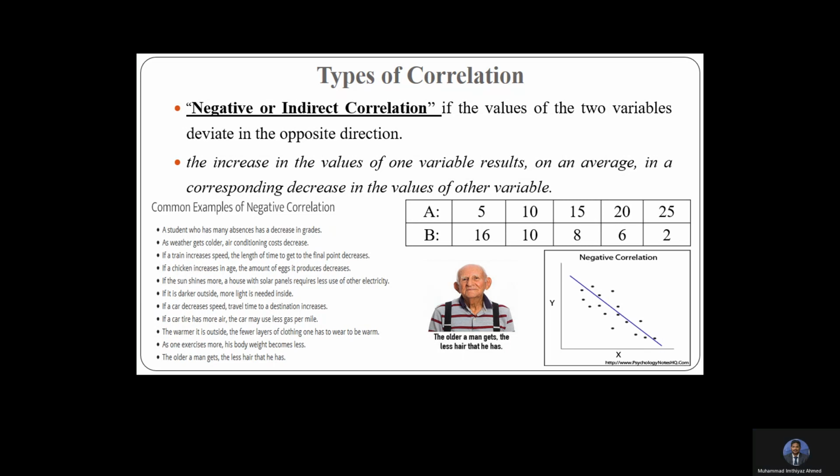See the next one. If a chicken increases in age, the amount of egg it produces will decrease. Is that right? Chicken, you know? Yes. Now, if age increases, the laying of egg will be reducing. Got the point? In the beginning it will be laying more, but when the age increases, 3 years, 4 years, it will reduce. Age increases, the egg laying capacity will decrease.